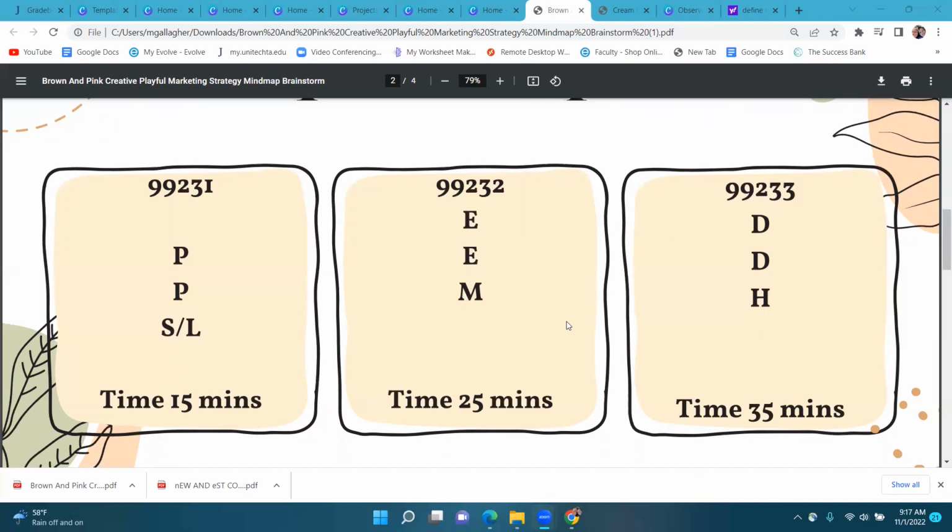99232, key components are EEM. So what does the EEM stand for? It stands for expanded problem-focused interval history, expanded problem-focused exam, and your medical decision-making is of moderate complexity, and your time there is going to be 25 minutes. 99233, the three components are DDH, which is going to be detailed history, detailed exam, and high level of medical decision making. And the time is going to be 35 minutes.